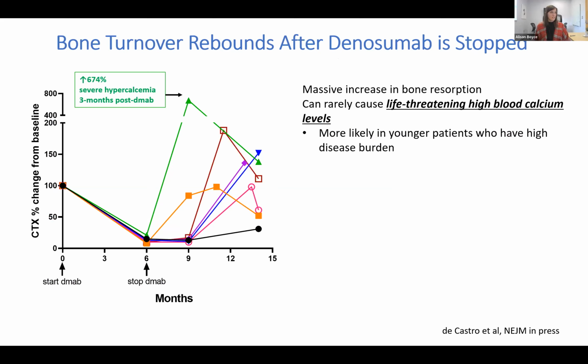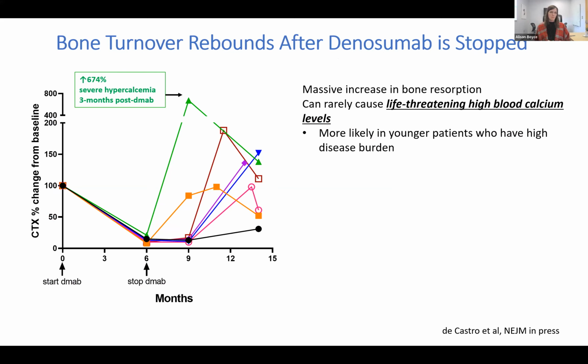But there are downsides of denosumab. This is a drug that has some significant potential side effects. The biggest one is bone turnover rebound. So I shared that FD bones are very active. They're turning over a lot, making new bone, breaking bone down over and over again. When we give denosumab, all that turnover comes down beautifully, which is great.